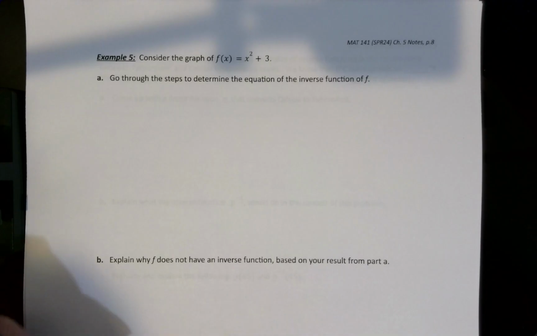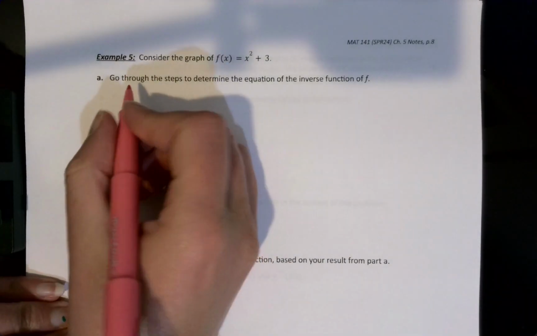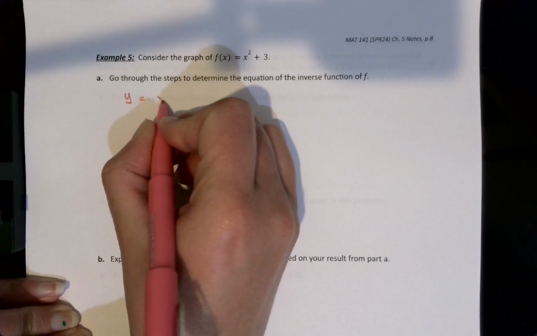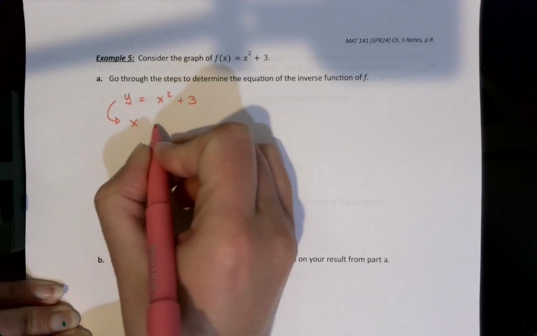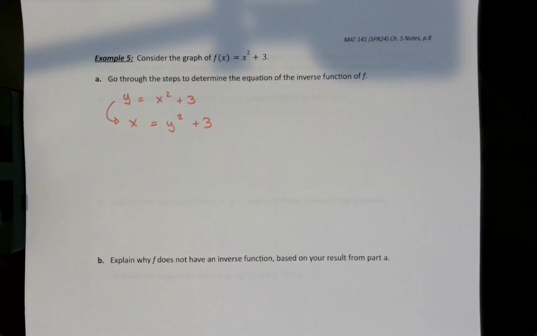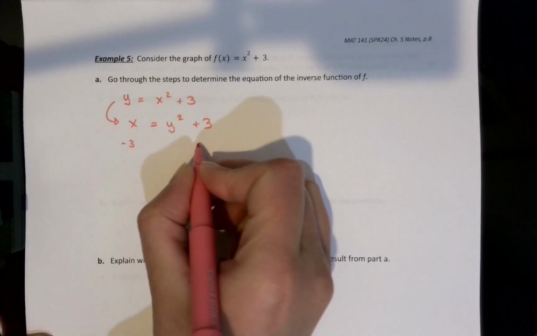Consider the graph f of x equals x squared plus 3. Go through the steps to determine the equation for the inverse function. All right, so I would write this as y equals x squared plus 3, and then I would swap my variables. X equals y squared plus 3, and then I'm going to attempt to solve for y. I'm going to need to subtract that 3.